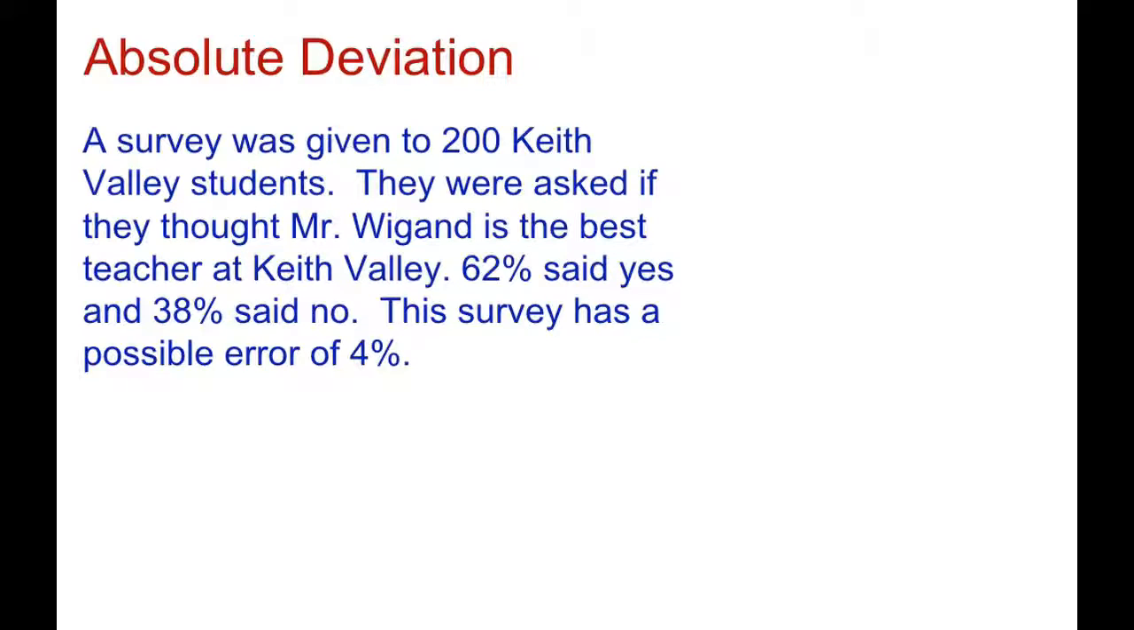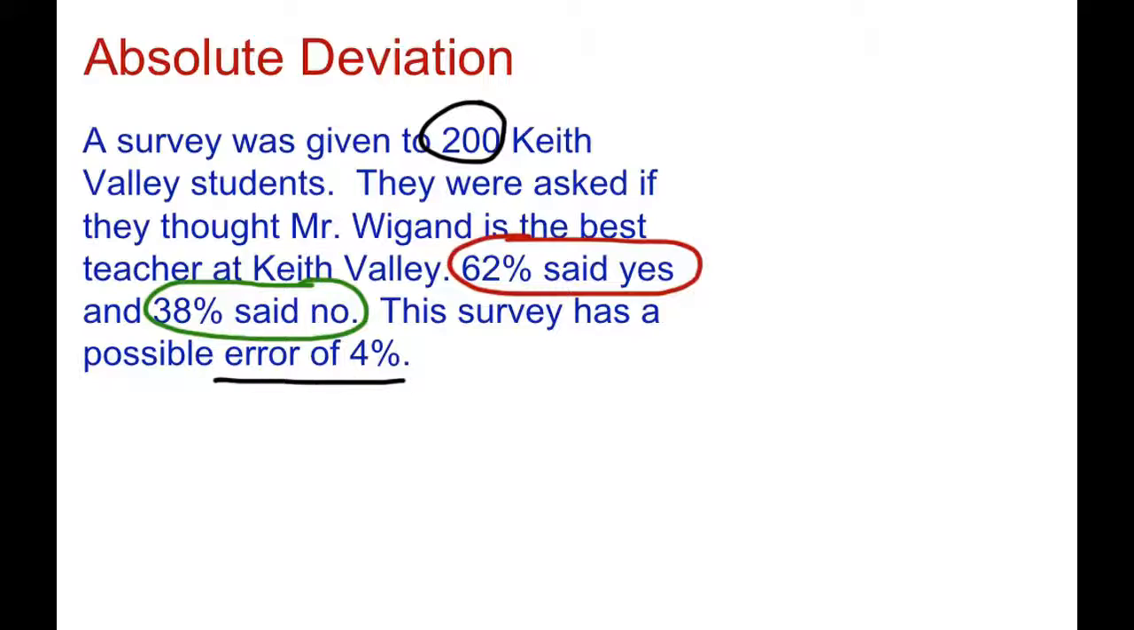All right, now we're going to talk about absolute deviation. I want to find out how many students at my school, Keith Valley Middle School, think that I am the best teacher. Okay, I didn't have time to ask every kid, so a survey was given to 200 Keith Valley students. They were asked if they thought Mr. Regan was the best teacher at Keith Valley. 62% said yes. 38% said no. And then this last line. This survey has a possible error of 4%.